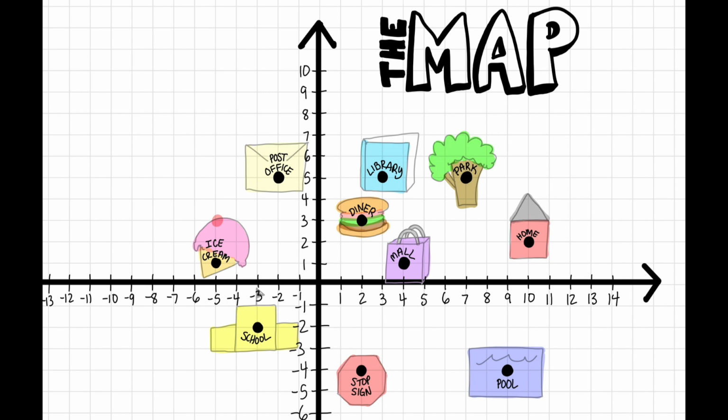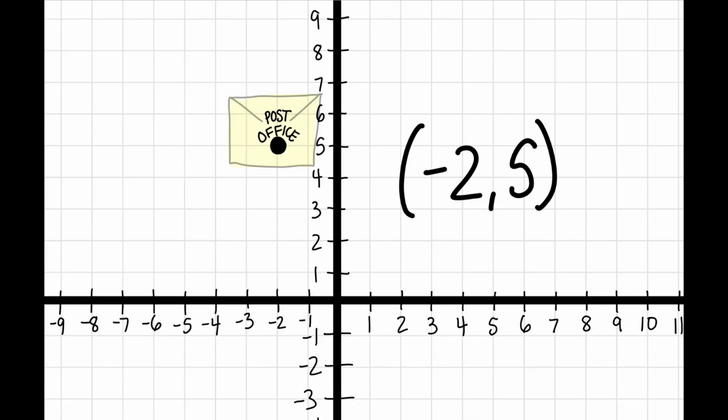The x-coordinate is -2. I'm going to go to -2 on the x-axis since the first coordinate is always the x-coordinate. So I'm going to go 2 units to the left. Now I need to go to the y-coordinate of 5. To get to 5, I need to go up 5 units. When I do that, I'm at the post office. That's how you could have known that the answer was the post office.